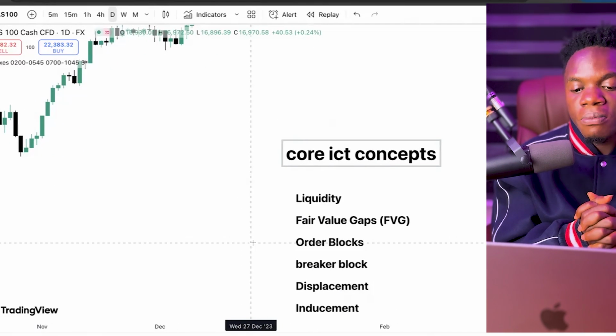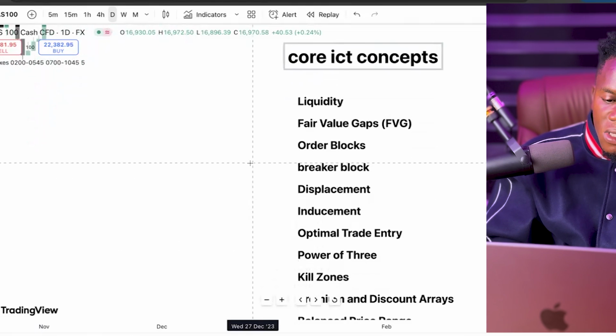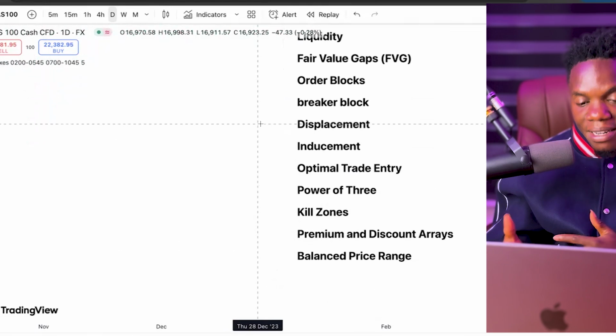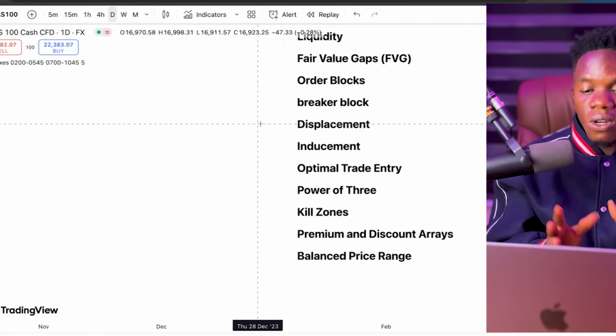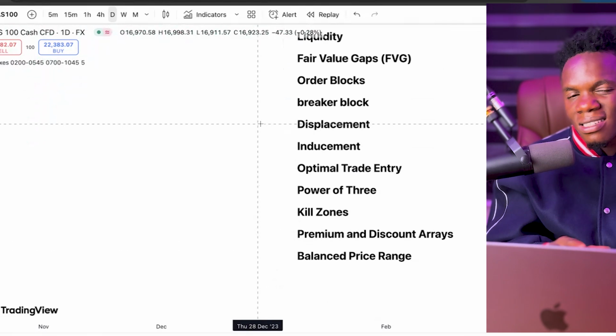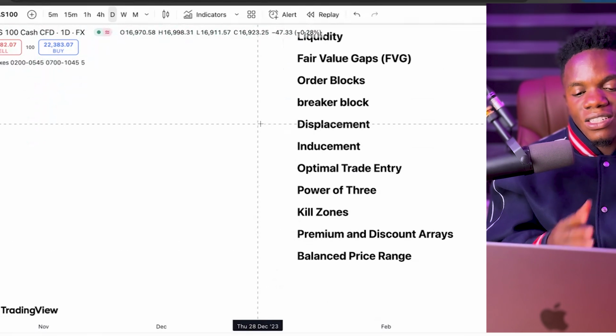Now, what I'm going to do, I'm not just going to teach you guys all of this concept, but how to apply them, because you can have knowledge of every one of these and yet still be confused in terms of making decision in the market.